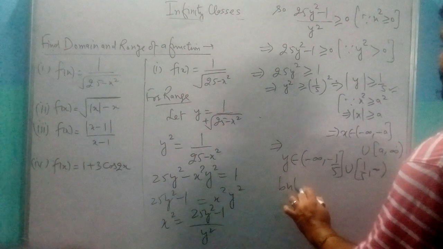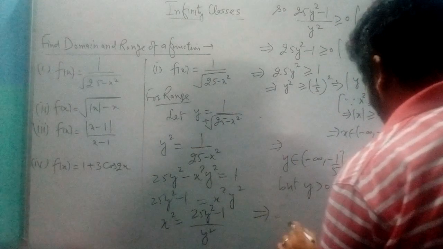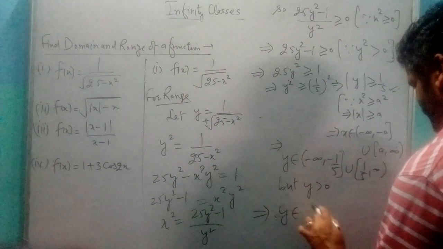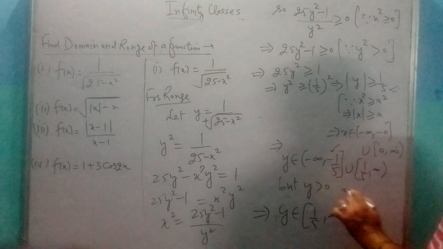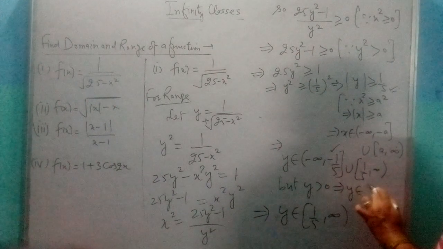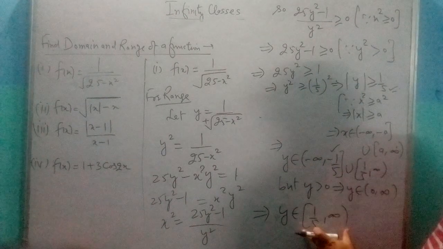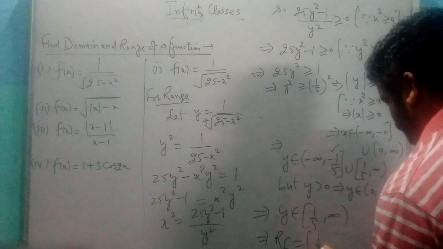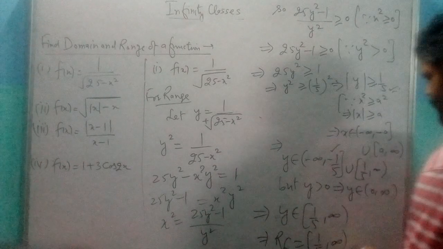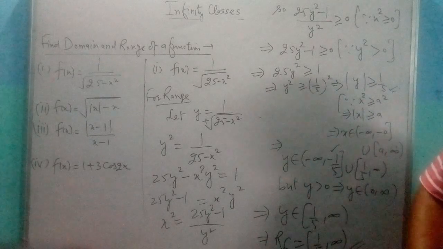But y is greater than 0, implies y belongs to 1 by 5 to infinity, because the intersection of this set and this set, y belongs to 0 to infinity, becomes this. Implies range of f is closed bracket 1 by 5 to infinity. This is the range of the function. Now the second question.